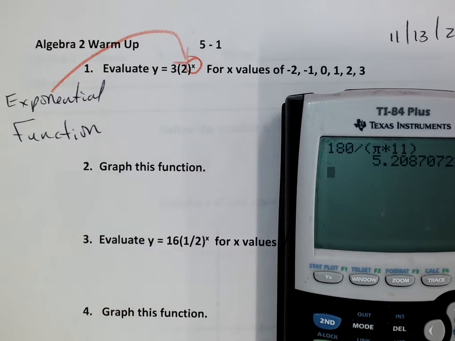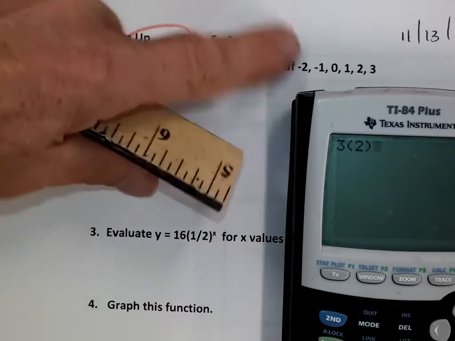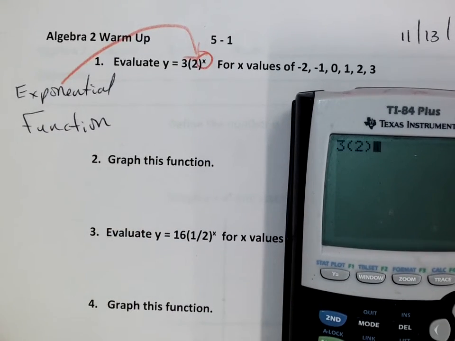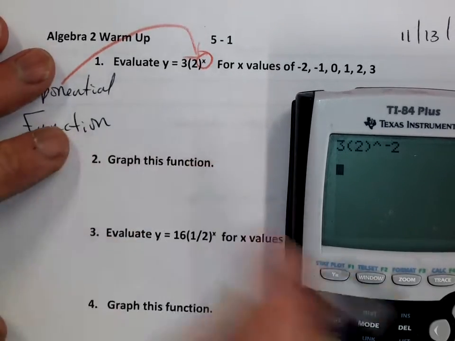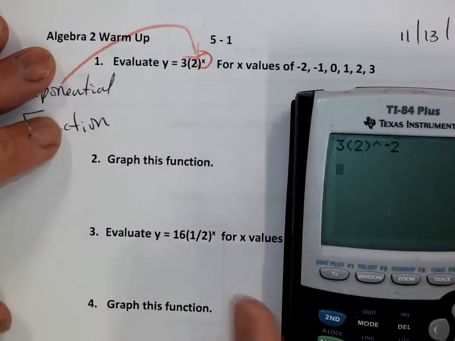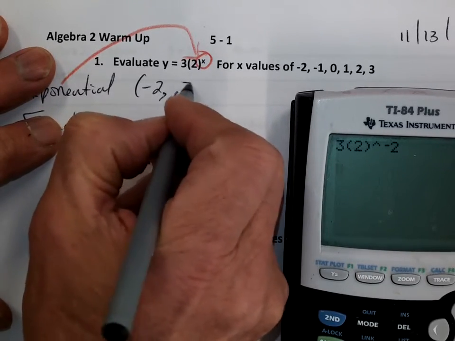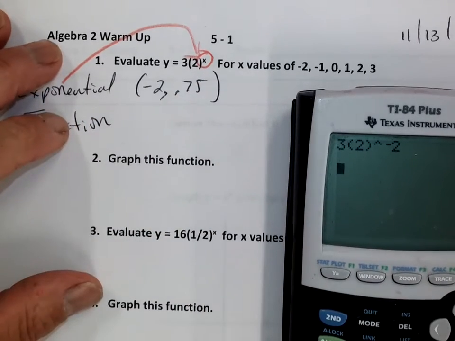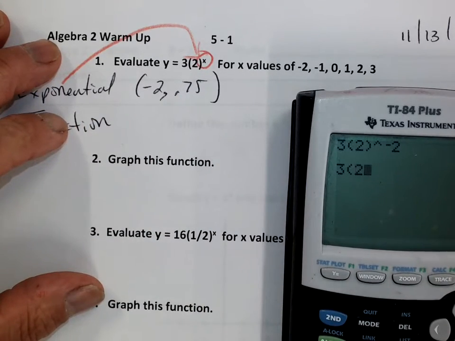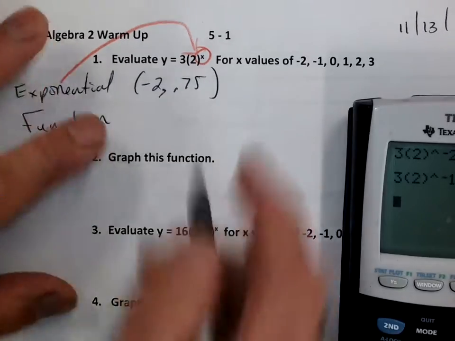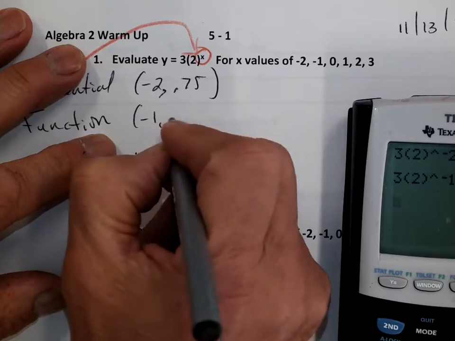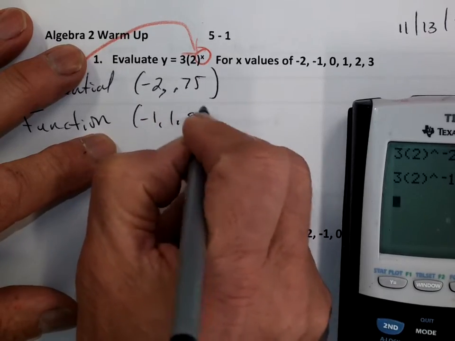I'm just going to use my calculator, okay? I'm just going to go 3 times 2, and I'm going to plug in negative 2 to the power of negative 2, and I get an answer of 0.75, okay? So I get negative 2 comma 0.75, okay, and I'll do the same thing. I'll go 3 times 2 to the negative 1 power, and I get 1.5, so negative 1 comma 1.5, and I'll plug in a 0.